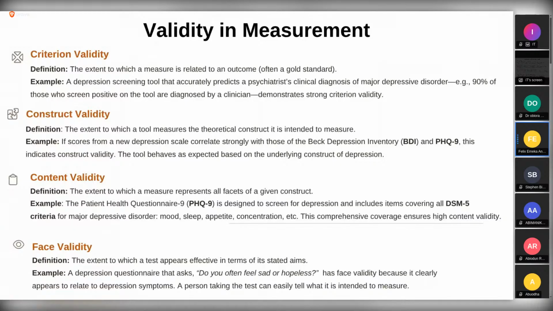So you're able to compare your own tool you have designed with the gold standard tool to be sure that whatever you are using now to measure whatever you want to measure is assessing the same thing as if you were to use a gold standard tool. So that's what the criterion validity means.